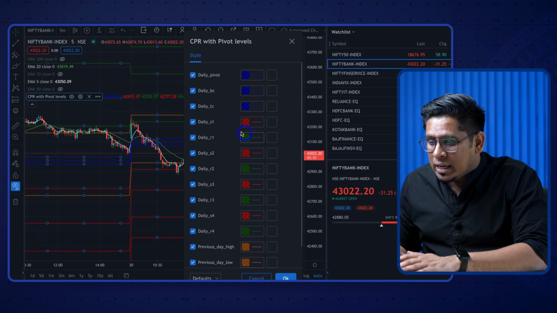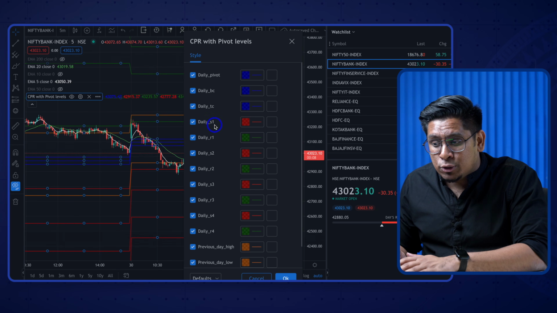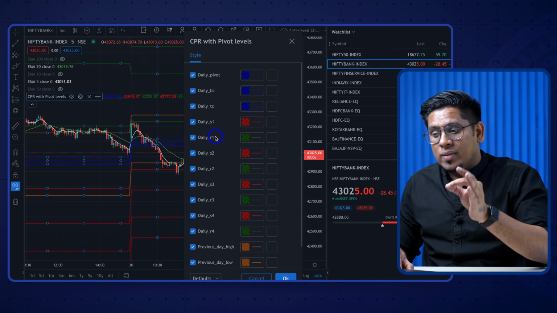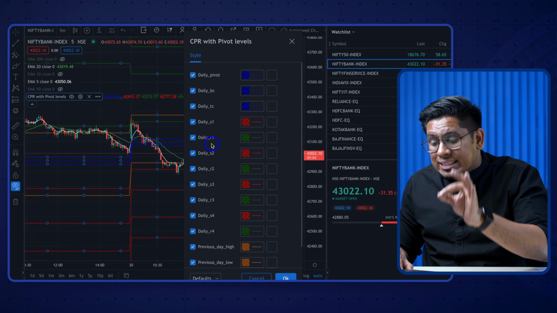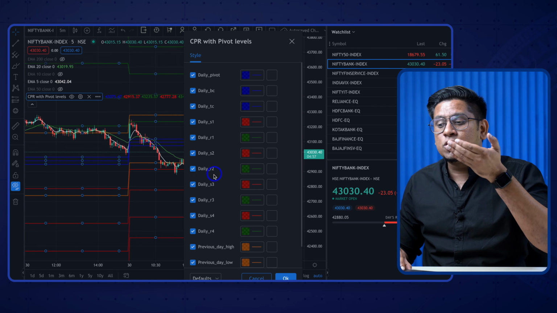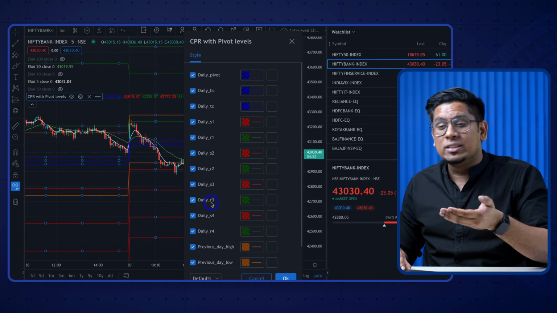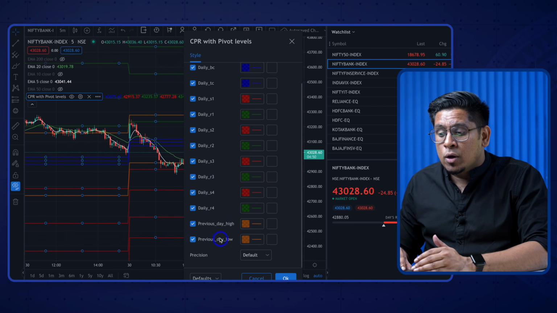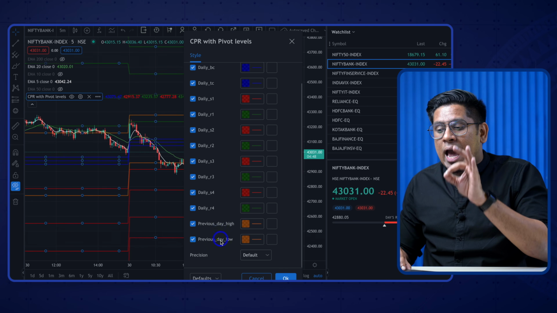Coming back here, you can see that there is daily S1. S1 is support 1. Then there is daily R1, resistance 1. Then there is daily S2, which is support 2, R2, which is resistance 2, S3, which is support 3, R3, which is resistance 3, and finally you also have the previous day high and low marked here.